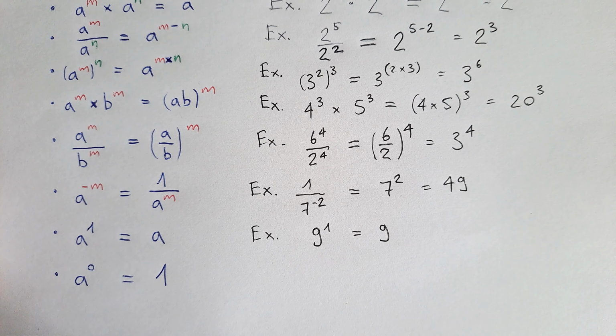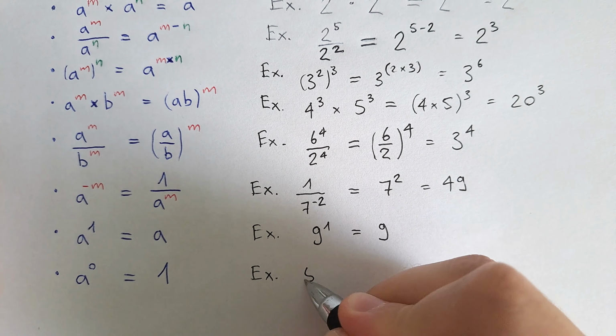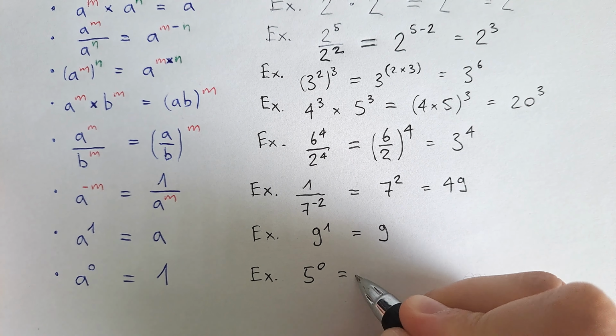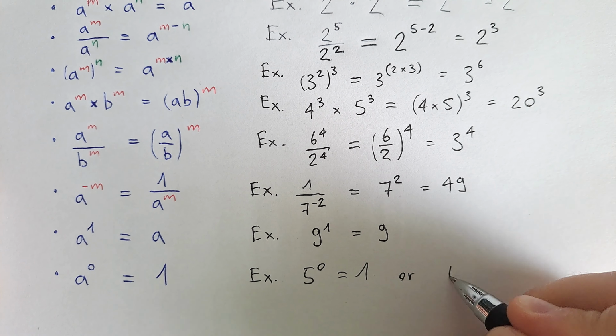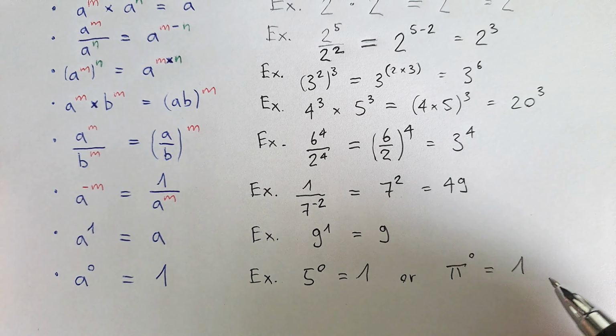Lastly, when you raise any number to the power of 0, the result is always 1. For instance, 5 to the power of 0 equals 1, or pi to the power of 0 equals also 1. Any number to the power of 0 equals 1.